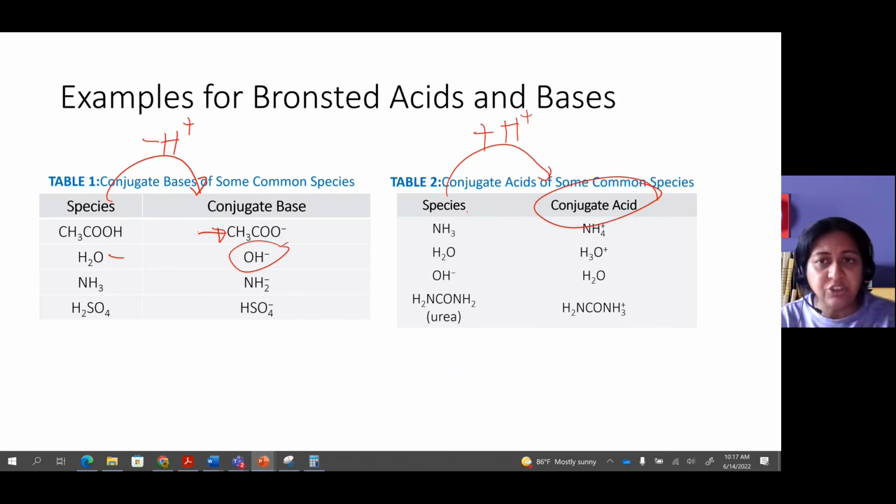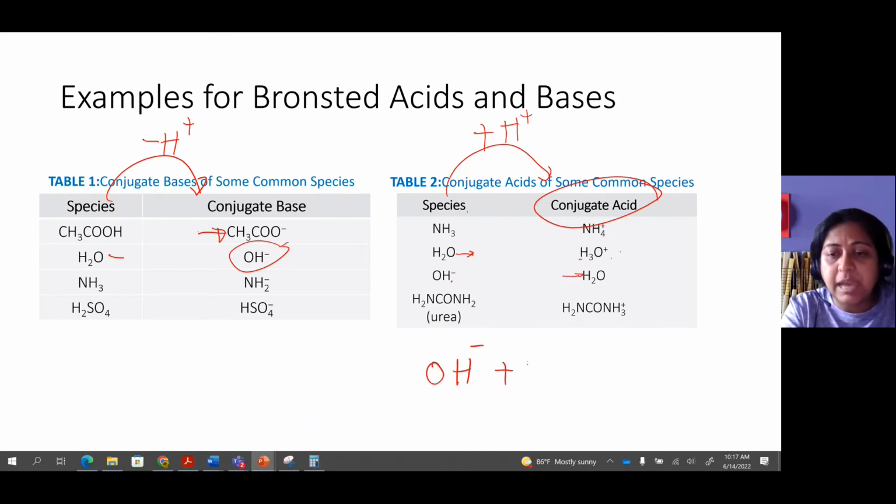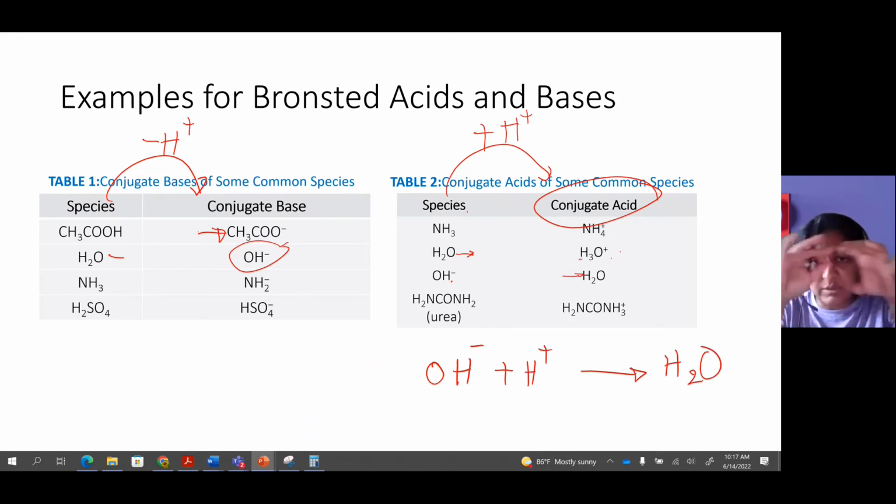So adding this hydrogen and a plus positive charge, you need to consider the net charge of the resulting molecule. As an example, H2O becomes H3O plus. OH minus, accepting an H plus, becomes H2O. The positive and negative charges will cancel out and we'll get a neutral H2O molecule like that.